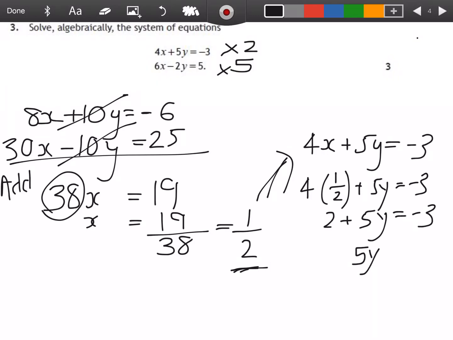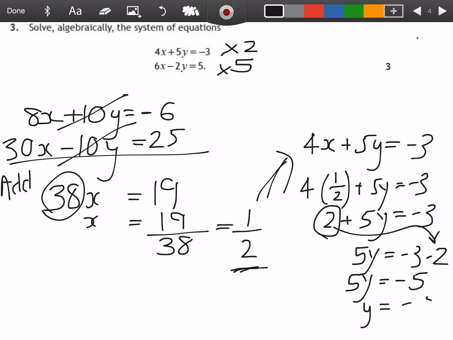We want to find out what y is on its own. So we take the negative 3, and where does the 2 go? Yep, to the other side, and we subtract it. So what we have is 5y equals negative 5. And I can see these numbers work. It makes sense. How do you find y? You do negative 5 divided by 5. What would y be? 5 divided by 5 is 1. So negative 5 divided by 5 is negative 1.